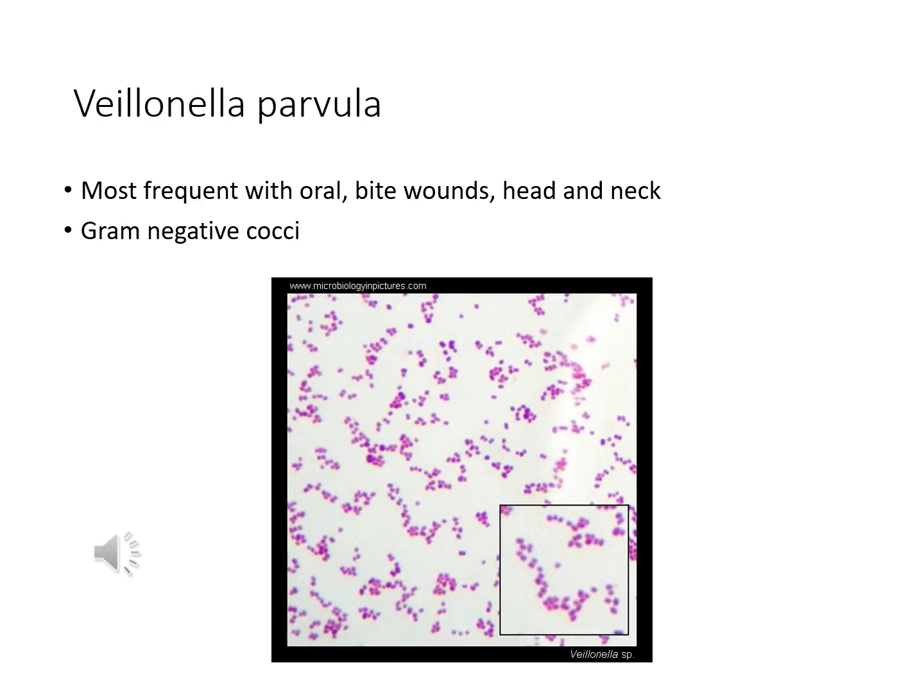Veillonella parvula. So Veillonella is the one gram-negative cocci that you will need to remember. So out of your anaerobes, Veillonella is your only gram-negative cocci. It was frequently recovered with oral bite wounds, head, and neck wound samples.